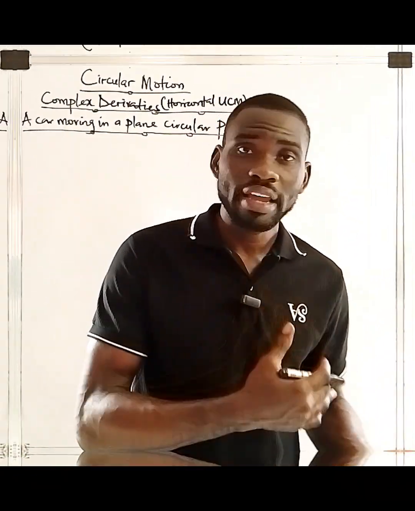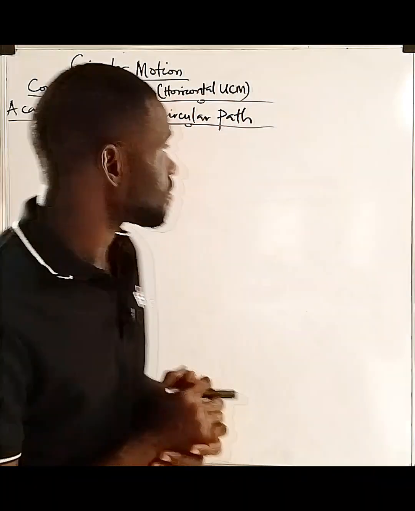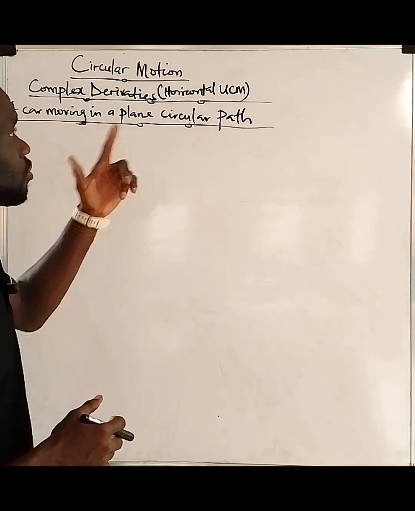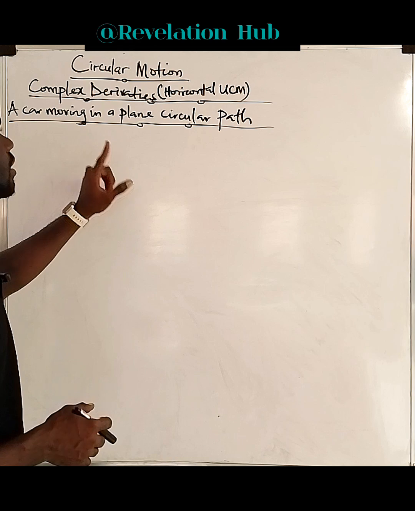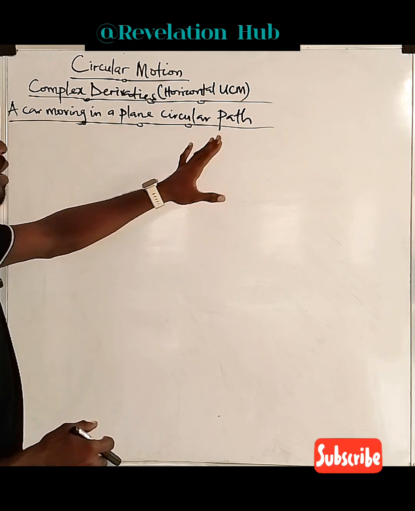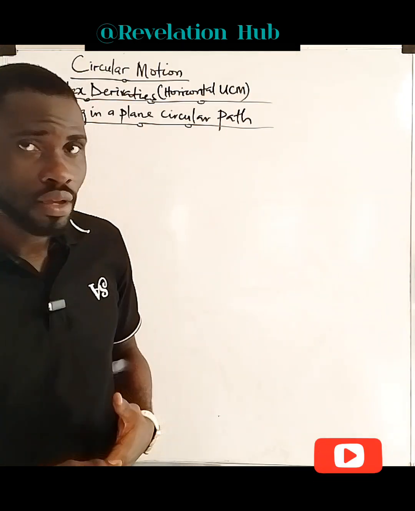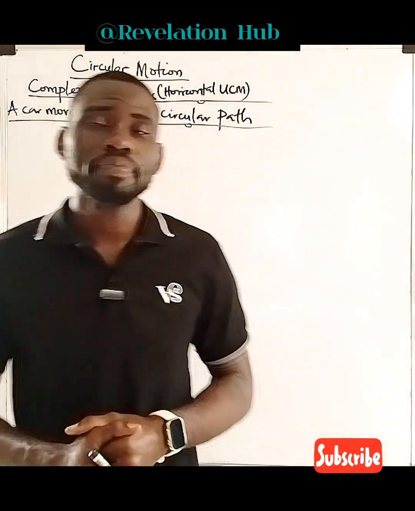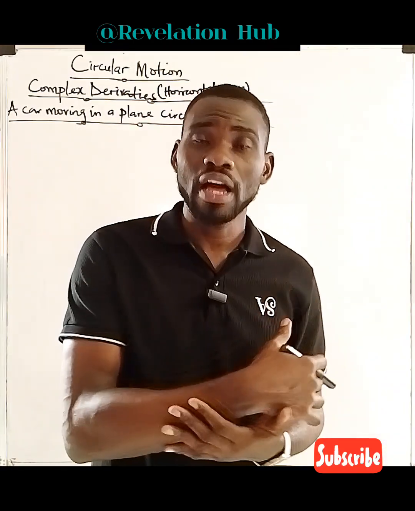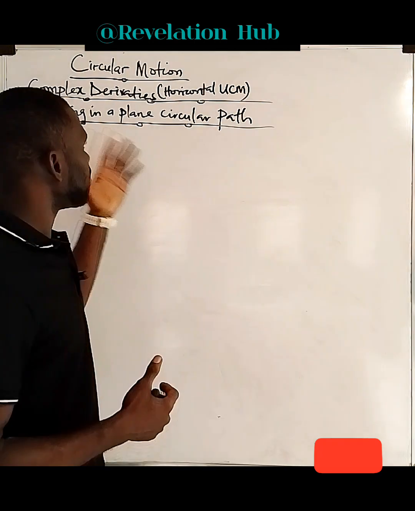Hello, in this lesson, we're going to continue working on complex derivatives, and under complex derivatives, we're going to be looking at horizontal uniform circular motion. So today, we are looking at a car moving in a plane circular path. Now, in our previous lesson, under the horizontal uniform circular motion, we looked at a canonical pendulum. So today, we're looking at a car moving in a plane circular path.